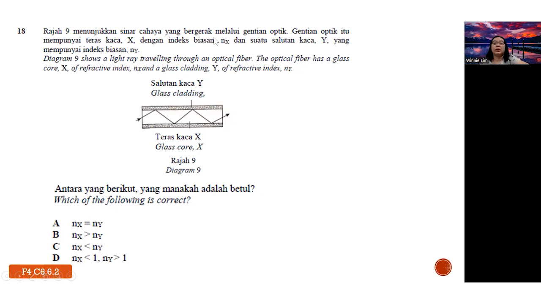For total internal reflection to occur, there are two criteria. One, the ray must travel from a denser medium to a less dense medium.